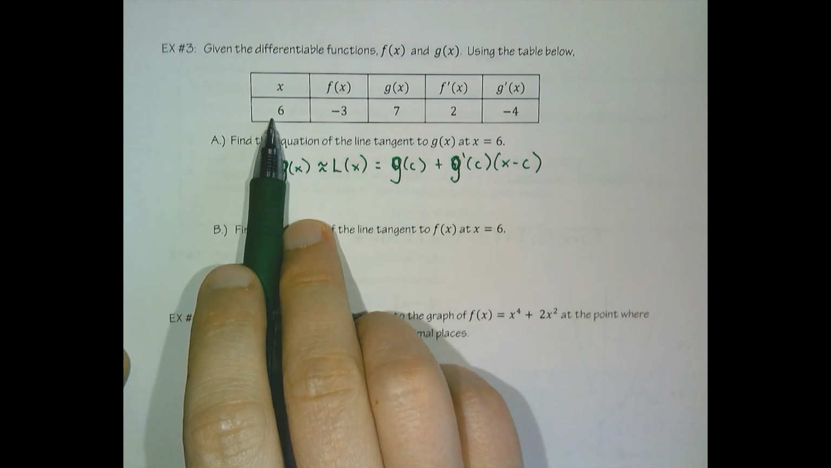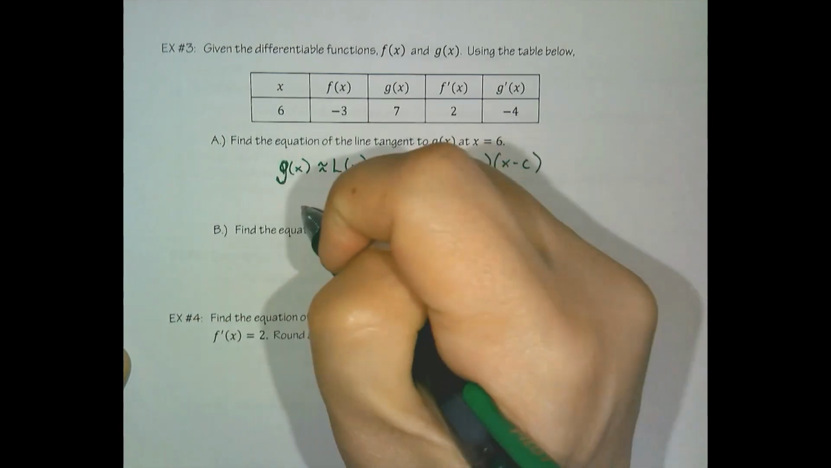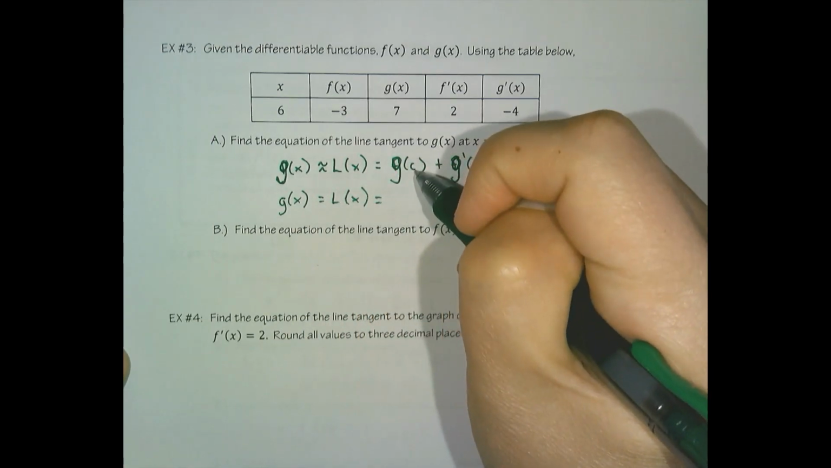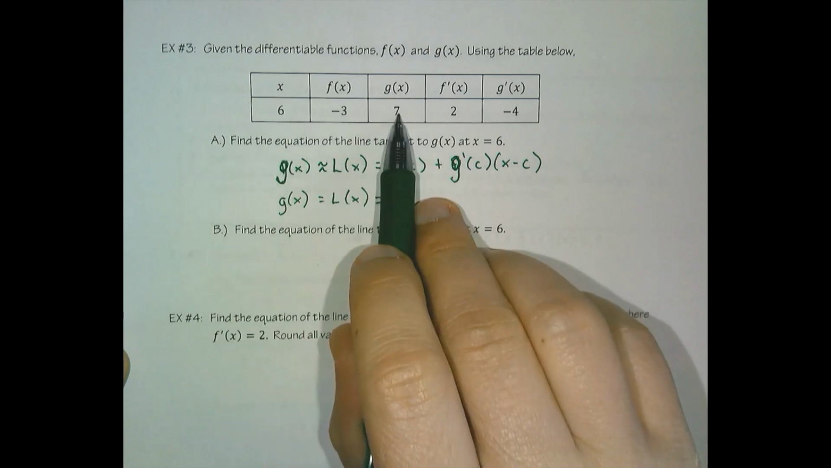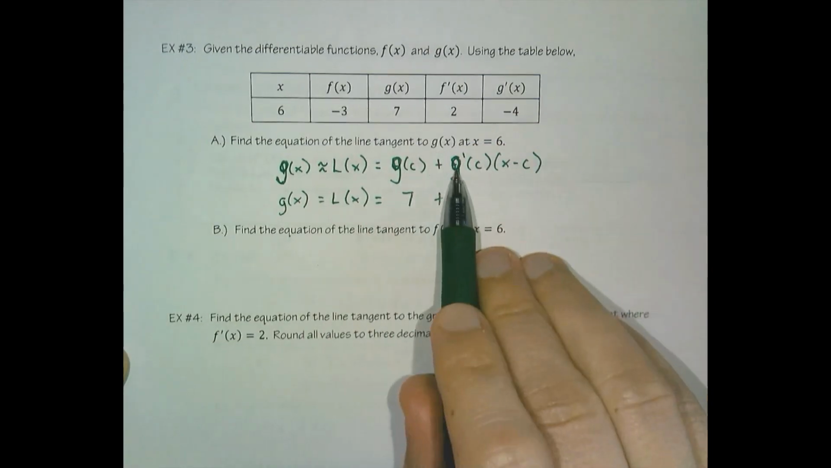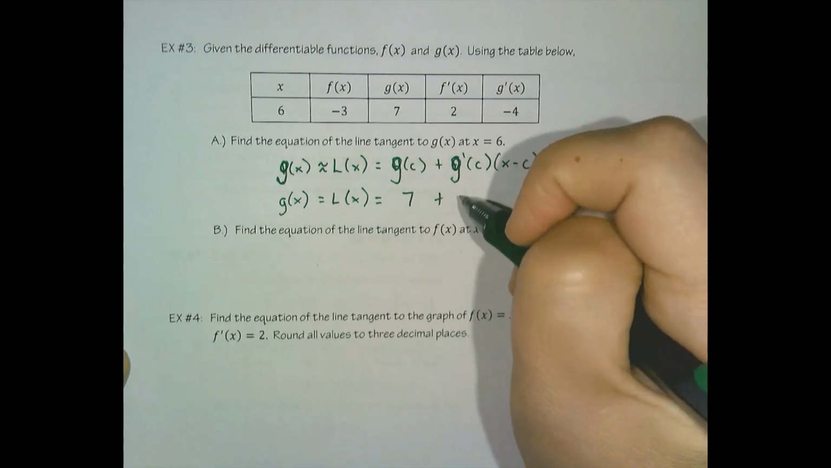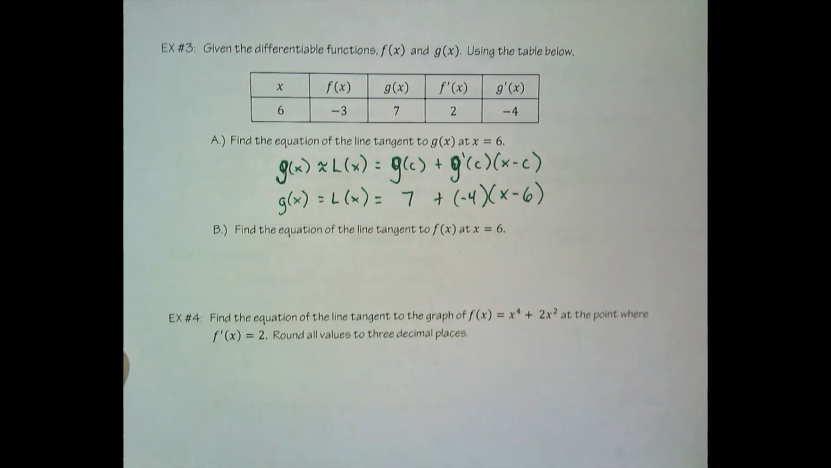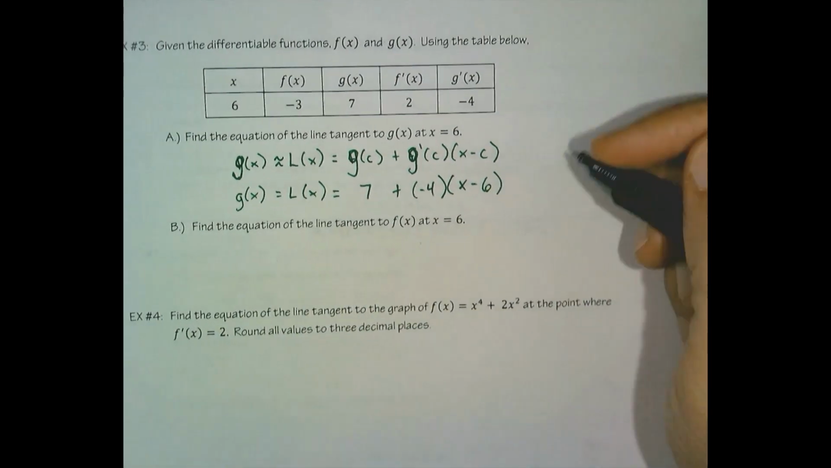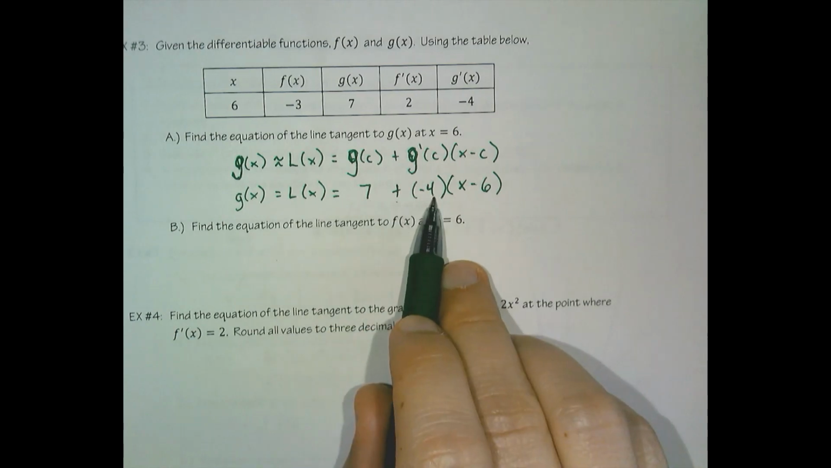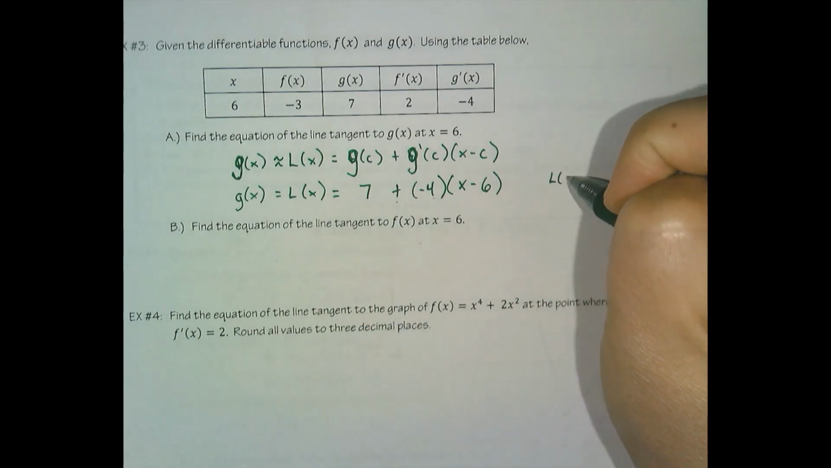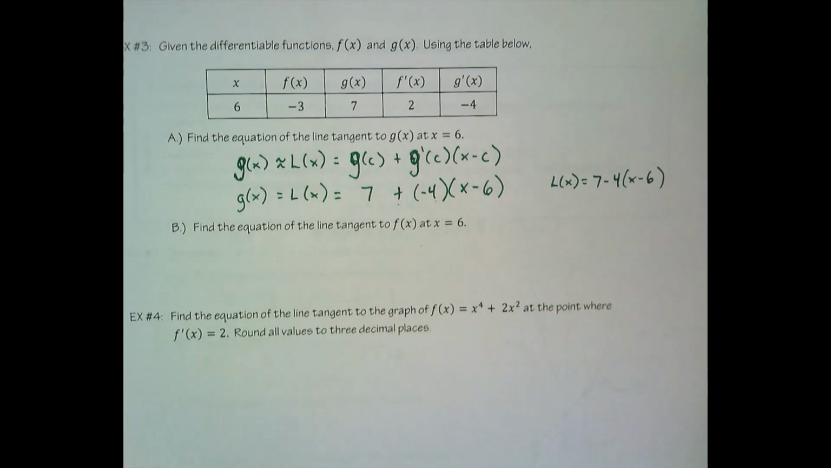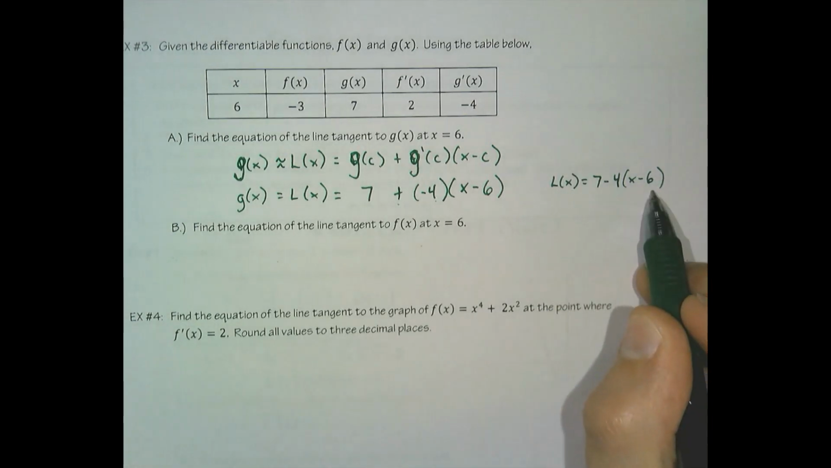Fortunately for us, the table is at x equals 6, so g of x can be approximated with g of 6. G of 6 is 7. G prime of 6 would be -4, and then x minus our center of 6. Some people might write this as 7 subtract 4, and that would be fine as well. So L of x is 7 minus 4 times x minus 6. Okay. This is the tangent line that approximates g of x.